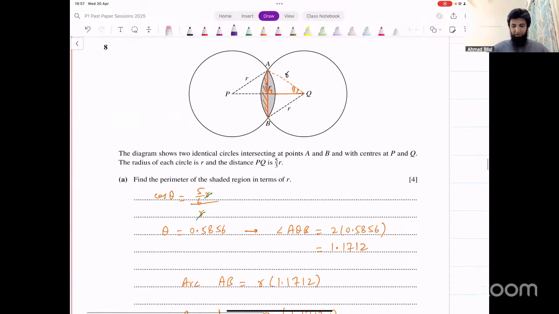We just found the area of one segment. We had to multiply that by 2.